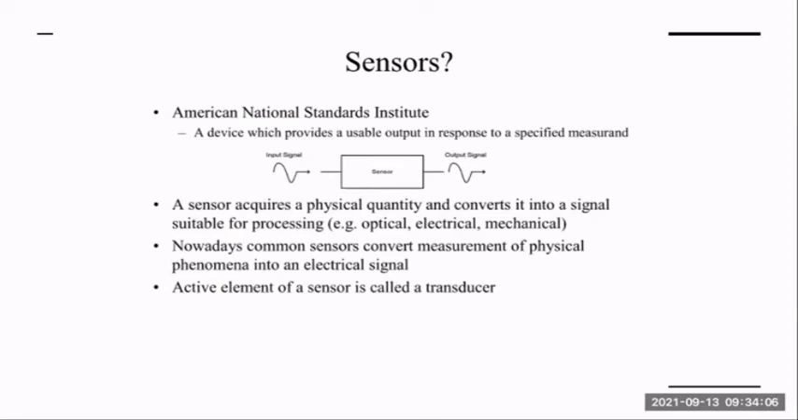So a sensor acquires a physical quantity and converts it into a signal suitable for processing. For example, optical, electrical, mechanical. Nowadays, common sensors convert measurement of physical phenomena into electrical signals, because again, everything is now being converted into digital form. The active element of a sensor is called a transducer.